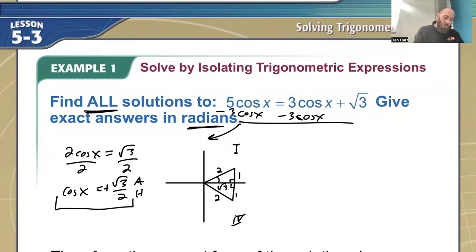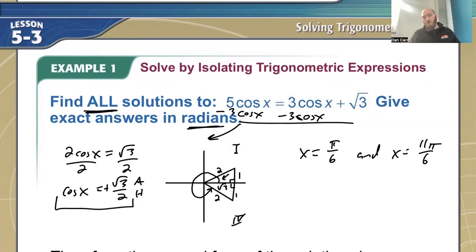So for this first one here, what I get is x is equal to pi over 6. Okay, that's this one right here. The other one is going all the way around to that spot for that reference point. So it's pi over 6 away from 2 pi. So the other solution here is 11 pi over 6, because it's not quite 12 pi over 6. It's 1 pi over 6 short.